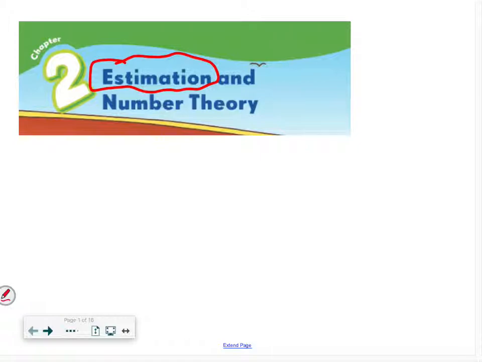Another reason that we spend time estimating is because it's a great way to check to see if your answers are reasonable. So if I'm adding two numbers or subtracting or multiplying two numbers and I get an answer, and I want to see, did I do that right? Does my answer actually make sense? I can really quickly round those numbers and estimate and see if my answer is close to my estimation. If they're close to each other, then that would probably give me a clue or indicator that my answer is correct. And if they are not close, then that means my answer is not reasonable and I probably made a mistake somewhere and need to go check.